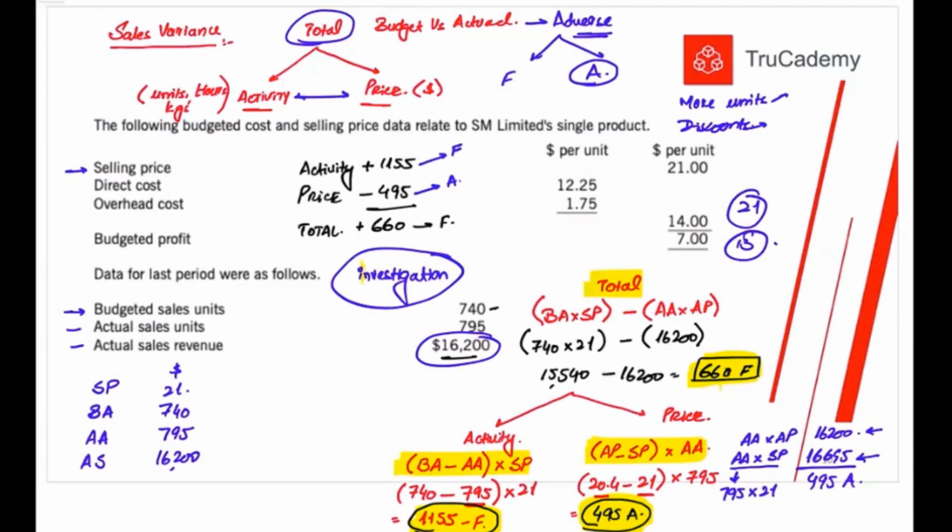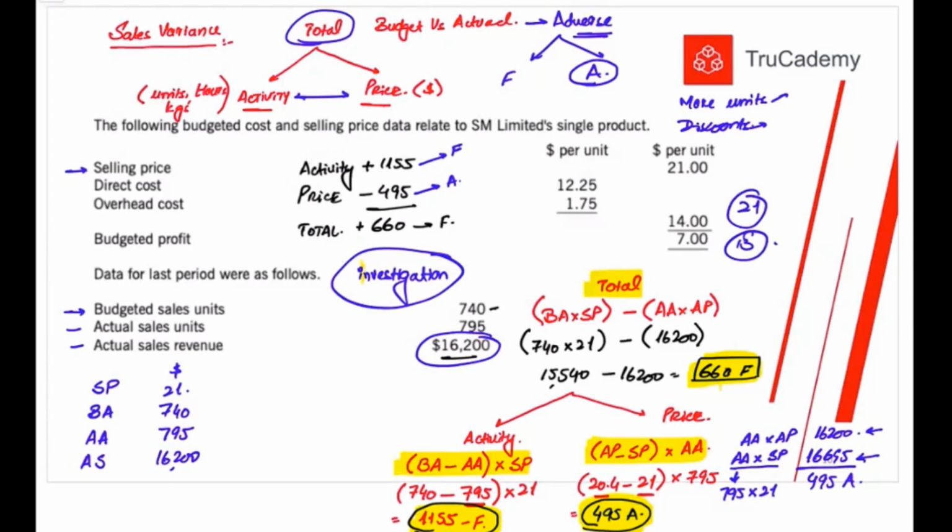Totally opposite to that, if my budgeted price was $21 and I start charging $40 for any reason, my price variance will be a very big favorable variance. But at the same time, the activity variance will become adverse. Why? Customers will never buy units worth $21 for $40. So activity variance will become adverse at that time and price variance will become favorable.